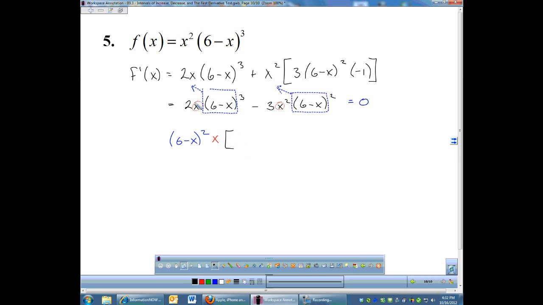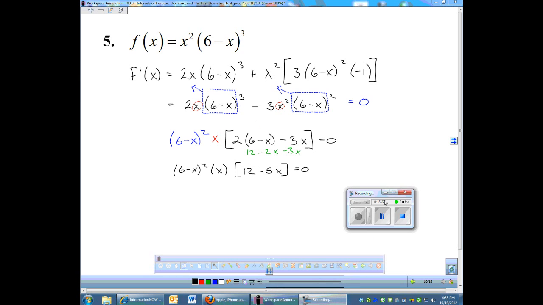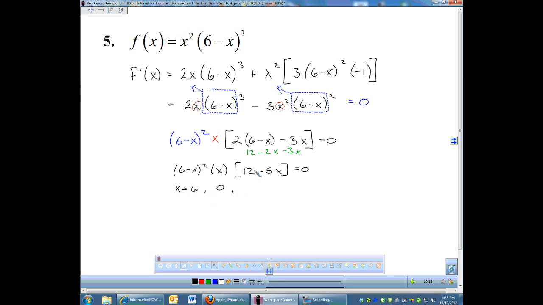And then when I factor those out, I'm left with a 2 in this first term. That was 6 minus x cubed, so I still have 6 minus x remaining, minus a 3. It was an x squared. I pulled out 1 x, and I pulled out the 6 minus x squared. And then we'll clean up the inside of that. All right, so we clean it up, and then we find the zeros. That's going to be x equals 6, x equals 0, and x equals, move the 12 over, divide by 5, 12 fifths. That's kind of a silly number. And then we'll do our number line with those three.